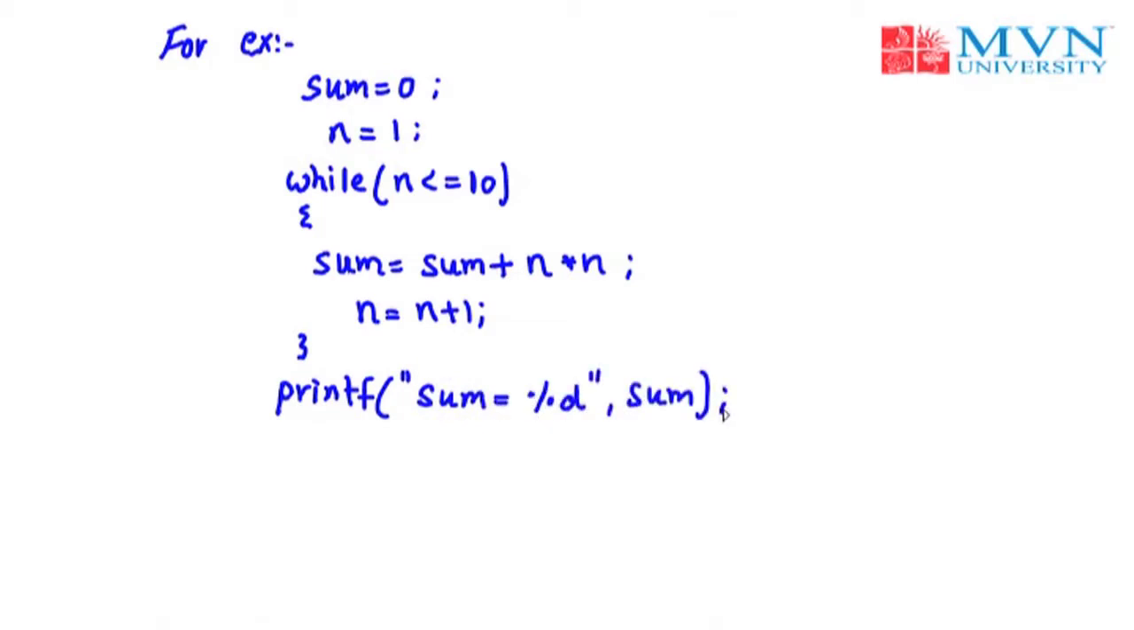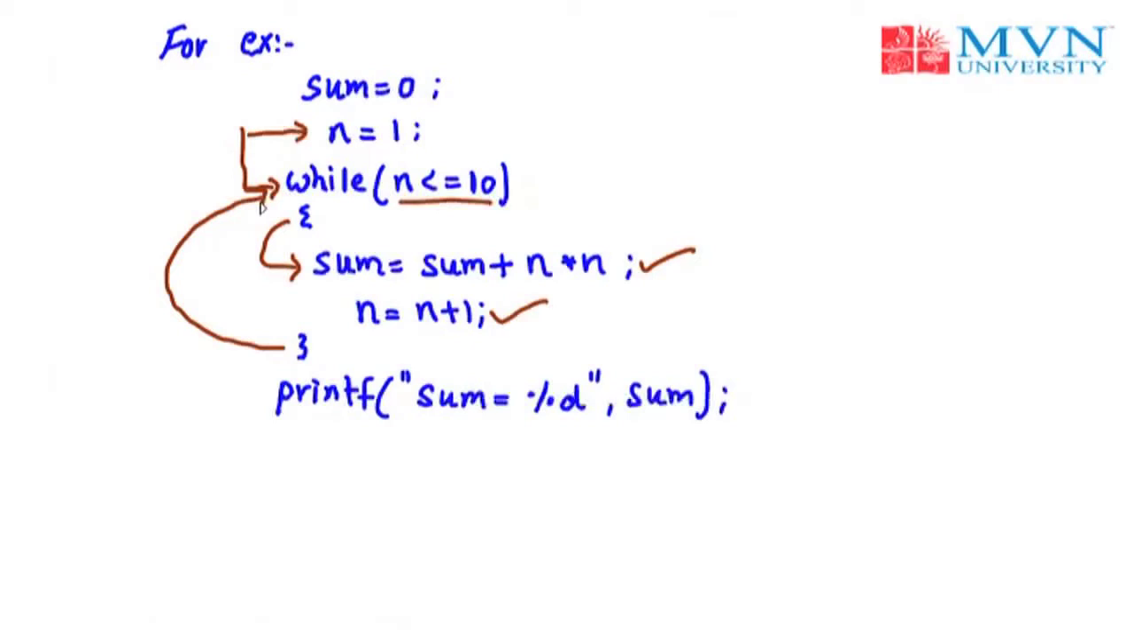So how does this loop work? First the value of n is equal to 1 here. When the control goes to this line, the condition will be checked. The value of n is less than 10. Then the control goes within the while statement and executes this statement. After that, it increments the value of n by 1. Then again, this condition will be checked in the while statement.